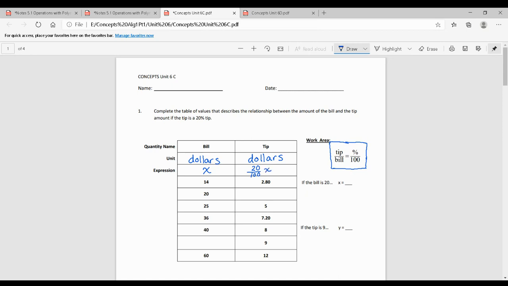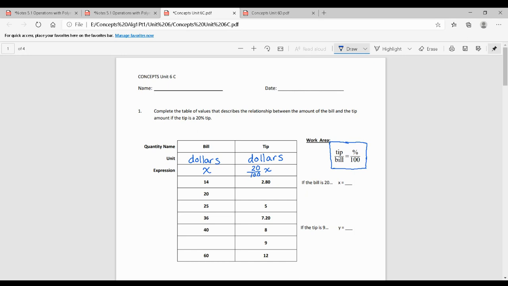Last week we were using proportions with defective items. It was like 7 out of 20, so we did 7 out of 20 X. Or we had marbles, like 3 out of 5 X, that type of thing. In this case, it's a 20% tip. So how do I represent 20% as a fraction? 20 over 100.